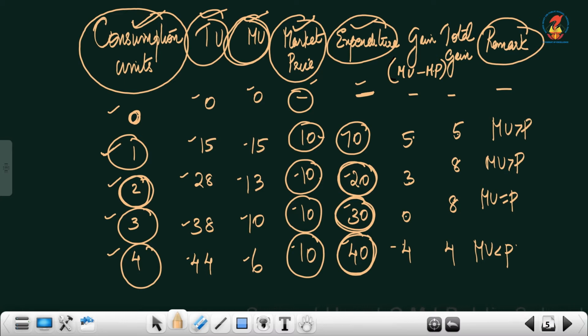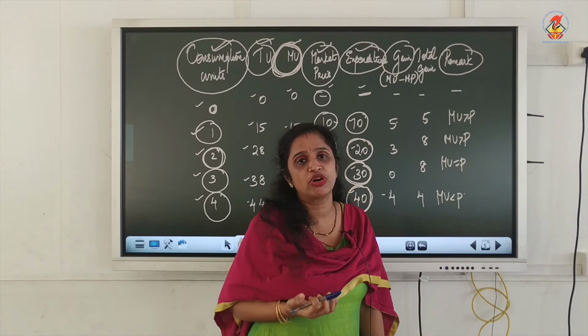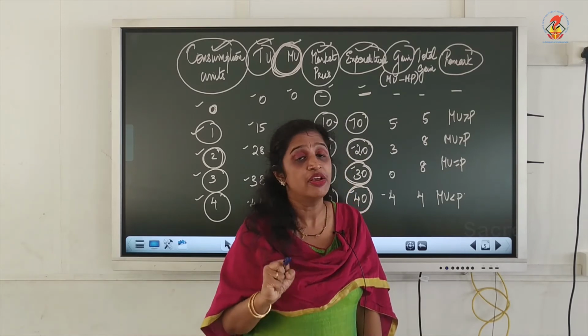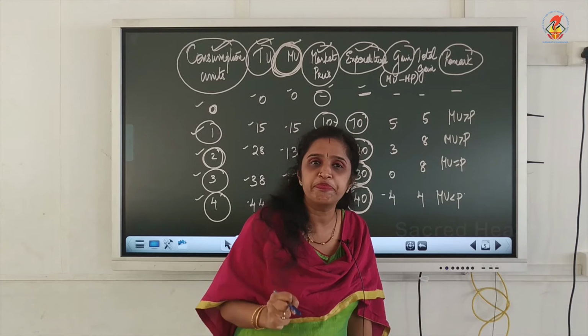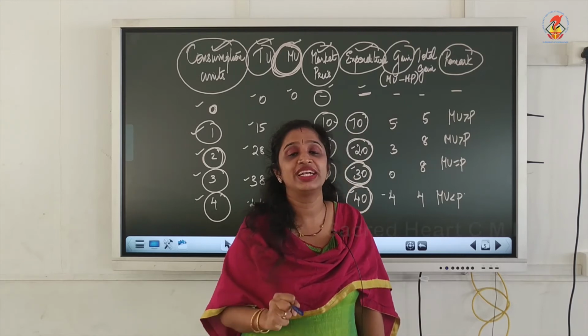28 minus 15. 38 minus 28 will give you 10. 44 minus 38 will give you 6, isn't it? So, the difference is 6. Now, I hope you all know how to find out marginal utility. Now, next is gain. What is gain? The gain that you are getting from the consumption of chapati. How will you find out that gain? The difference between the market price and the marginal utility is the gain.